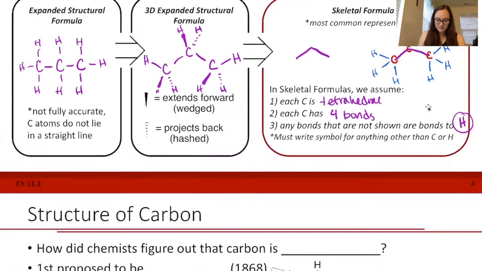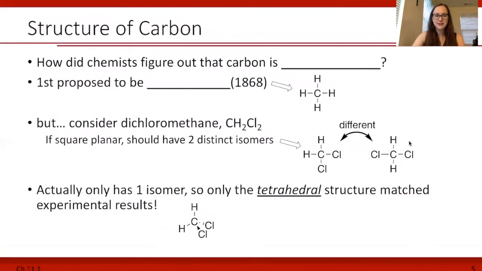So let's practice it. Oh, I'm sorry, I skipped over a slide. We are going to talk about why we know that carbon is tetrahedral. So the question is, how did chemists first figure out that carbon is tetrahedral? Well, it was first proposed to be like how you were drawing it before, which is a square planar molecule. So in 1868, they proposed that carbon was completely flat and had 90-degree angles between all of the hydrogens, and then the tops and bottoms were completely open.